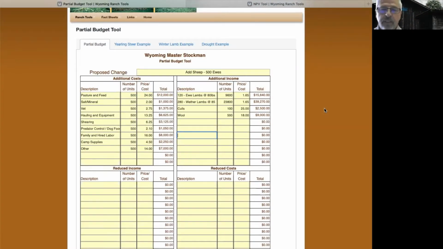Well, let's say that you're interested in adding some sheep to your cattle operation. Certainly Whit talked about some of those advantages.